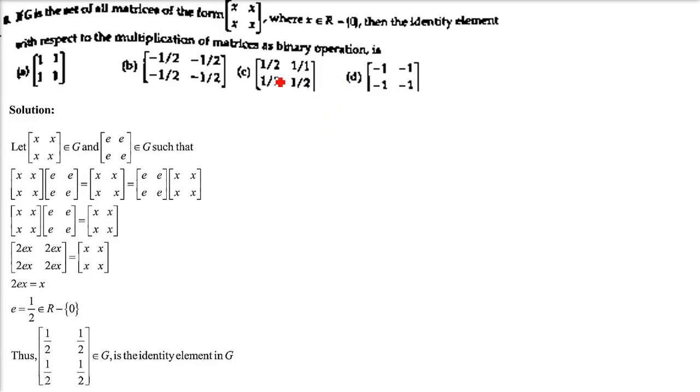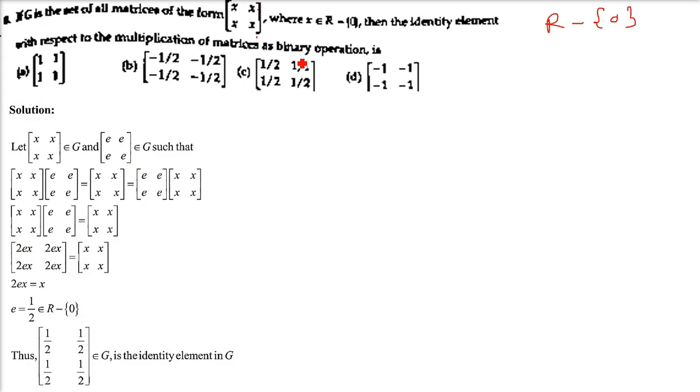Question number 8. If G is the set of all matrices of the form X, X, X, X, where all the elements are the same, where X belongs to R minus 0. So you have to take a real number, but you cannot take 0. Then the identity element with respect to the multiplication of matrices as binary operation is.